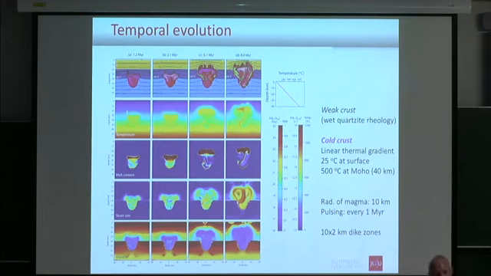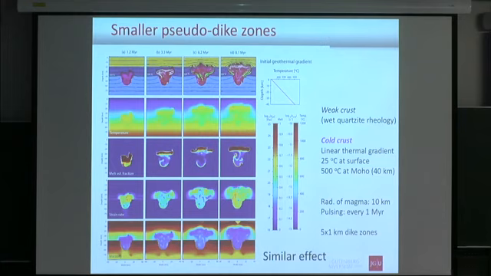Now, you're probably wondering what if we would use smaller zones? This was for a 10 times 2 kilometer zone. So what if we use 5 by 1 kilometer zones? Well, it turns out that it's actually very similar behavior. It's slightly slower to reach the upper crust here. So it doesn't actually matter too much.